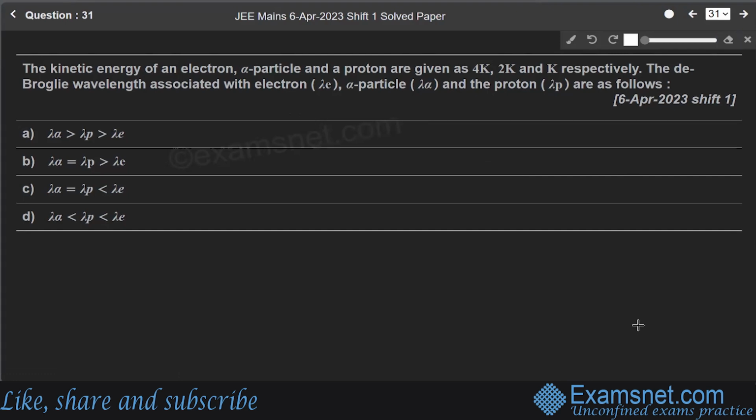The question number 31 of this question series says that the kinetic energy of an electron, alpha particle and a proton are given as 4k, 2k and k respectively. The de Broglie wavelength associated with electron, alpha particle and the proton are as follows. So we have to find the wavelength of the electron, alpha particle and the proton.